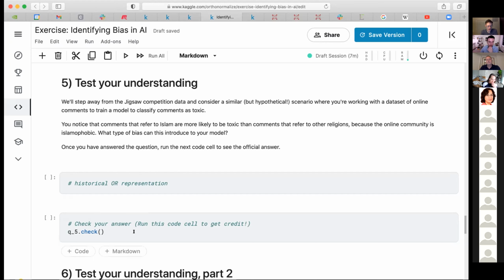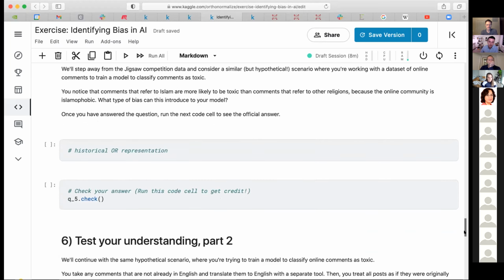I think they say historical data. I thought it was maybe a combination of historical and representation bias, because certainly if the user base that was generating the comments happened to be more Islamophobic than the globe as a whole, then that would lead to this behavior. So that seems like it could be representation bias as well.